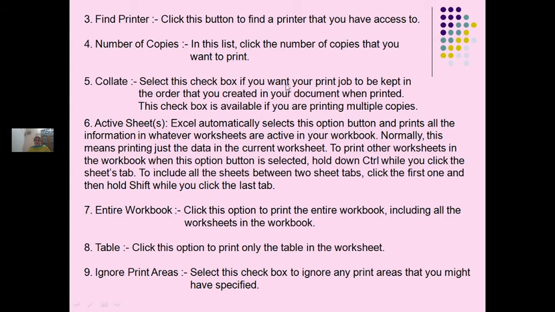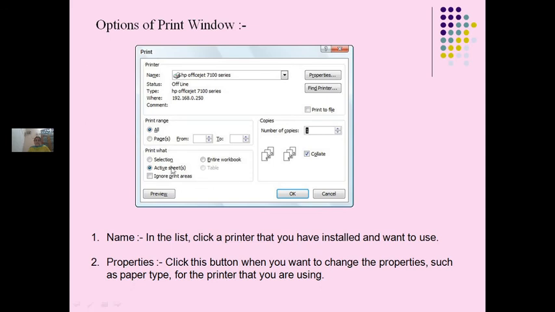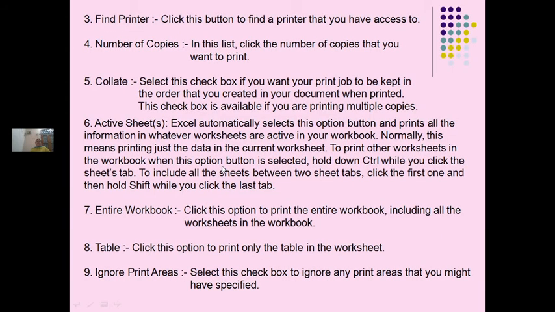Select this checkbox if you want your print job to be kept in the order that you created in your document when printed. This checkbox is available if you are printing multiple copies. Next is active sheet. What is this active sheet? The Print what tab is there, which contains options: selection, active sheet, ignore print areas, entire workbook, table. Here we can see active sheets.